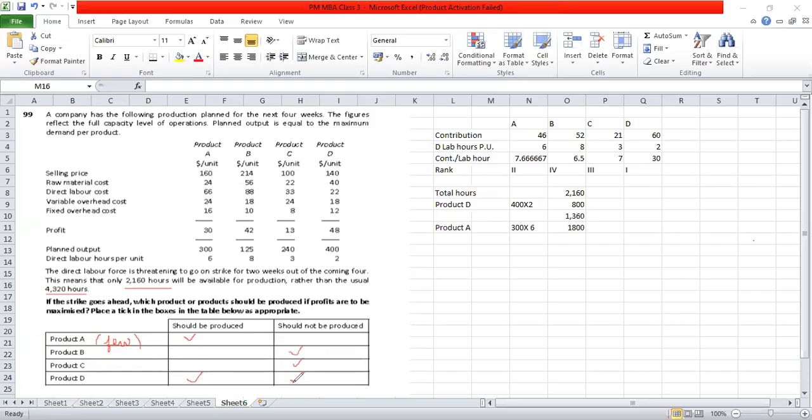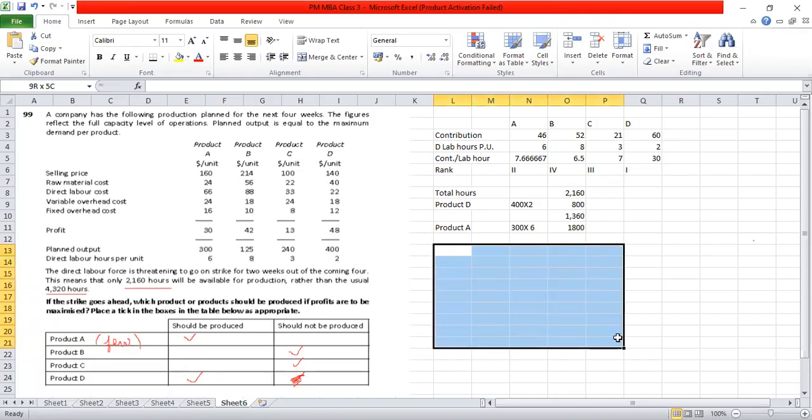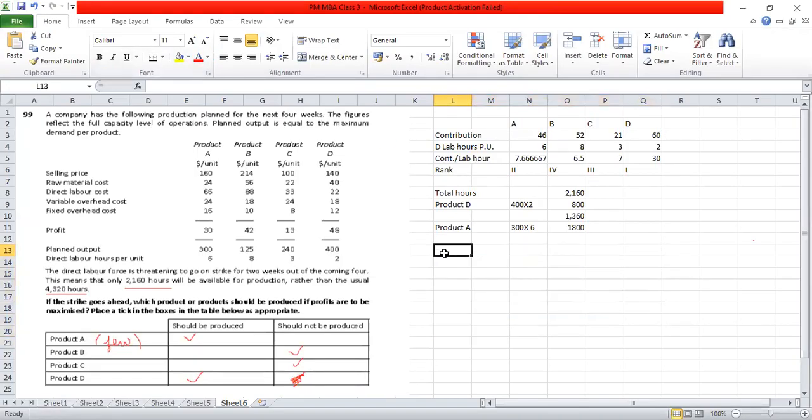I made a mistake here by writing it. This is not. If the question further asks how many units should be produced, this is optional, so I'll just change the color for this one. 227 product A. Product mix, if it is asked: D, all 400 units will be produced.